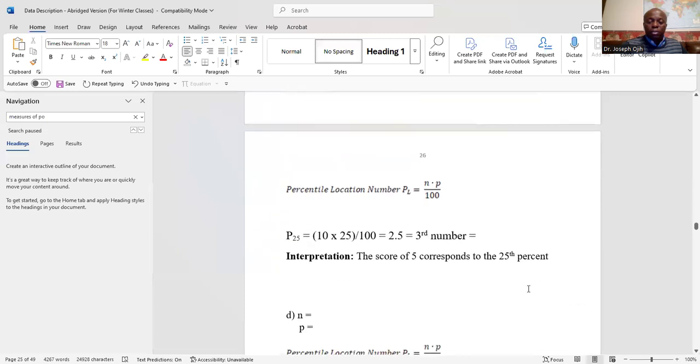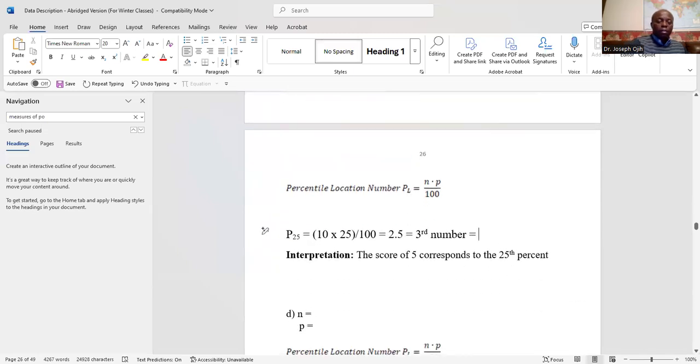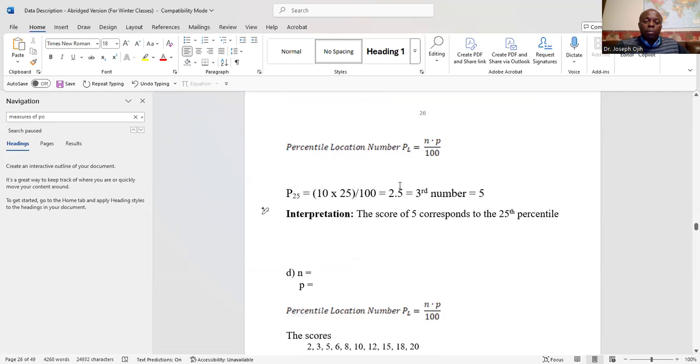So it's 5. This means that the score of 5 corresponds to the 25th percentile. Now, let's look at a situation whereby we don't remember this one. We have a decimal, so it is easy to find it. We didn't even round. Just go to the next number.